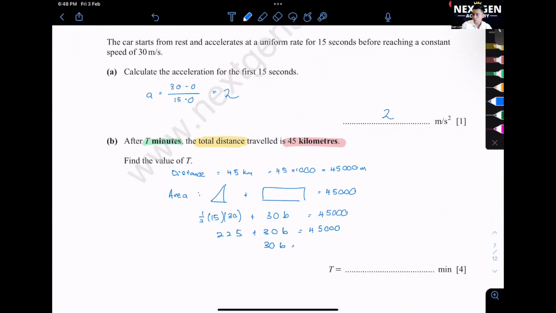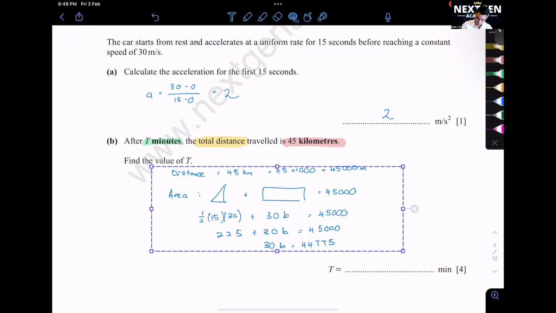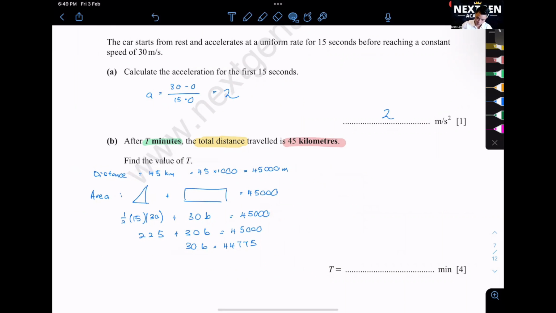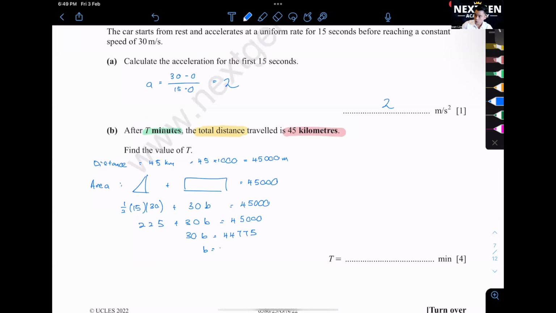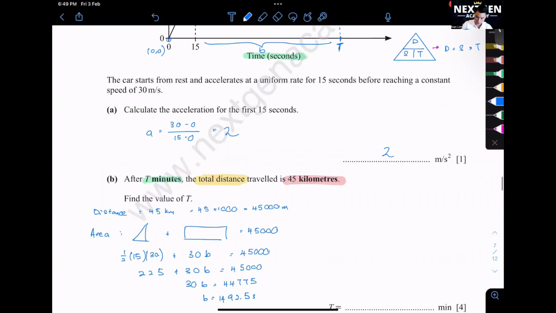30b is equal to 45,000 minus 225, which is 44,775. And then 44,775 divided by 30, which is 1492.5 seconds. So this entire B will be 1492.5 seconds.